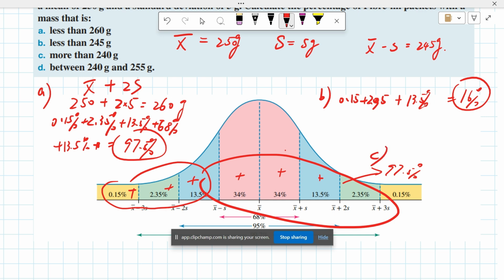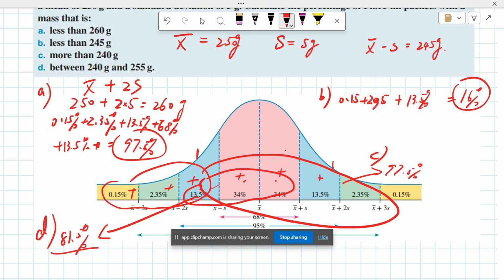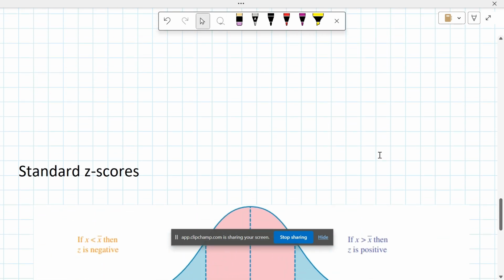And between 240 and 255, which is from 2 standard deviations to 1 standard deviation above, it's more than 240, which is here, for example, up to 255. You add them together, and that will be equal to 81.5% of the data. Yeah, so that's how you understand it.